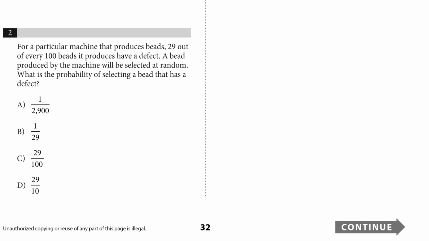Number 2, for a particular machine that produces beads, 29 out of every 100 beads it produces has a defect. A bead produced by the machine will be selected at random. What is the probability of selecting a bead that has a defect? So we know that out of every 100 beads, 29 of them have defects. So the probability of selecting a bead that has a defect would be 29 out of 100, which would be C.